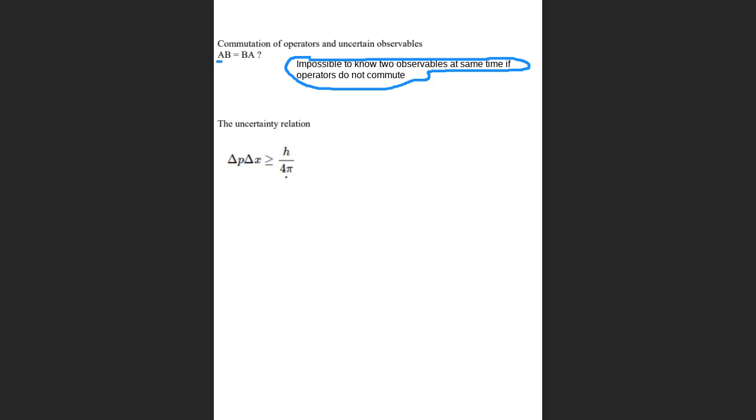So the question is, does operating with A and then B have the same effect on a function as operating with B then A? Or is AB of f equal to BA of some function f? Now, if A and B were just numbers or even just functions, the answer would be yes, but that's not necessarily the case here. And to illustrate that, I'll jump over to the whiteboard really quick, just so I have enough room.